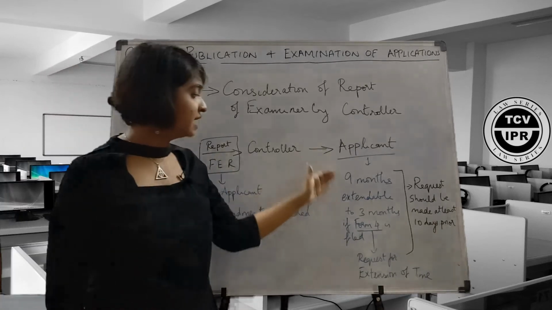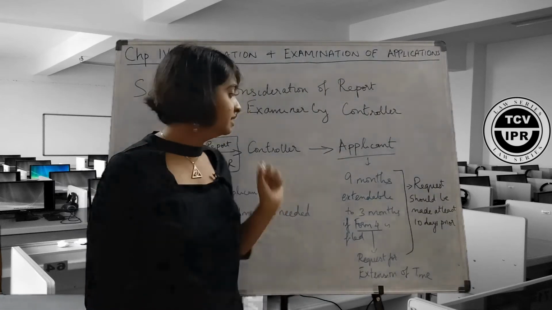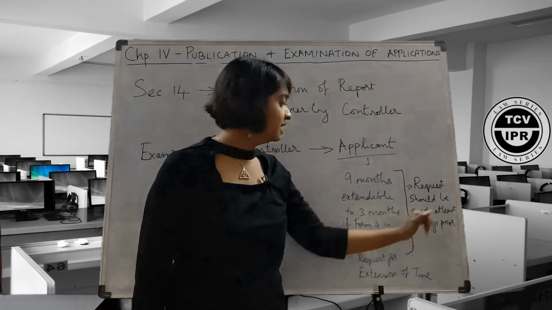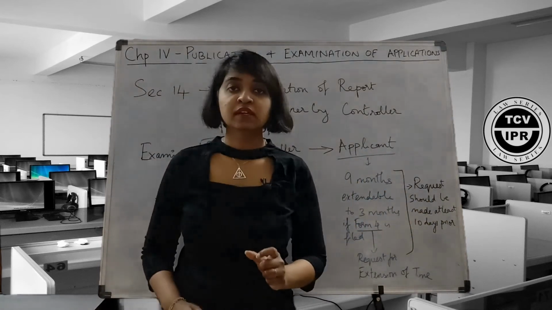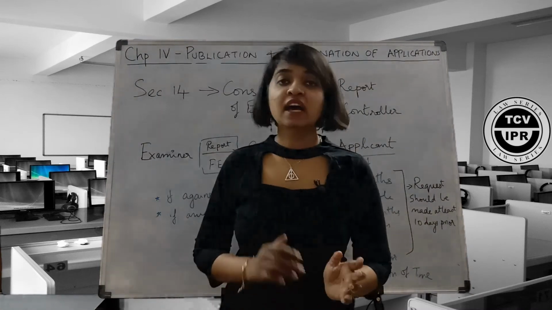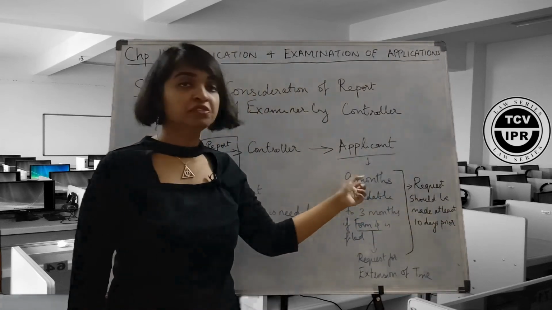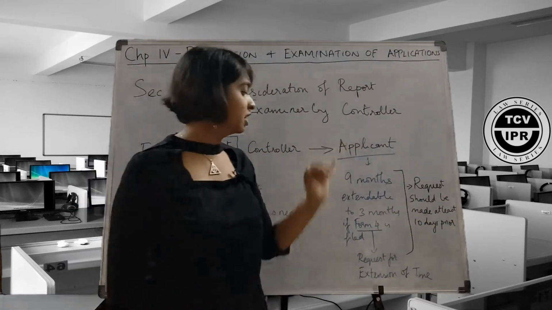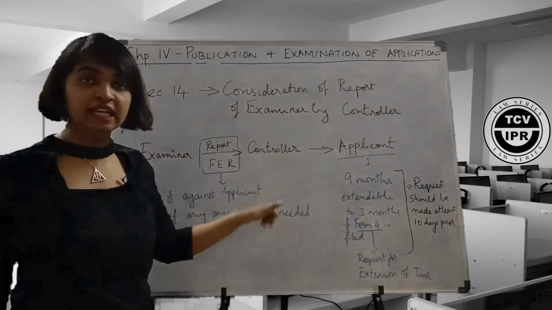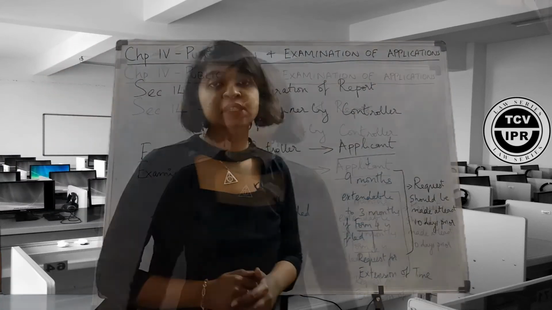Okay, so this 9-month time period will be given. Another thing you have to keep in mind is that this request should be made at least 10 days prior to the end of the 9-month period. Since he has 9 months, it is not that he will finish after 9 months and then ask for time. At least 10 days prior to the ending of this 9-month period, he should make a request to the controller, saying why this is against him or for what he has to make amendments. All these things he should ask.